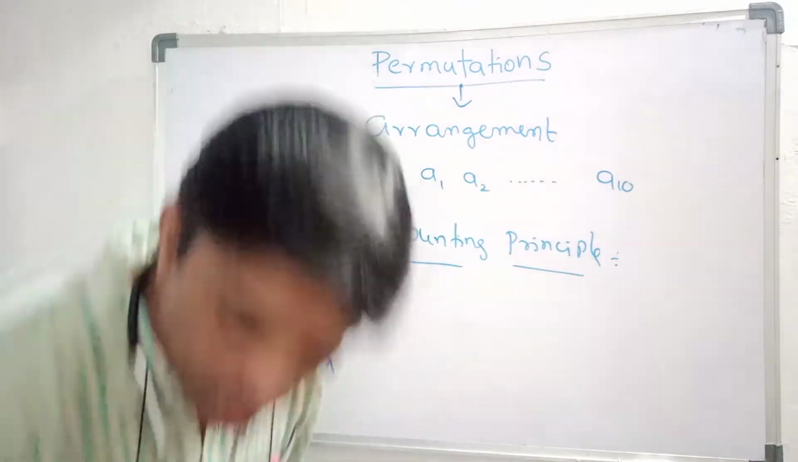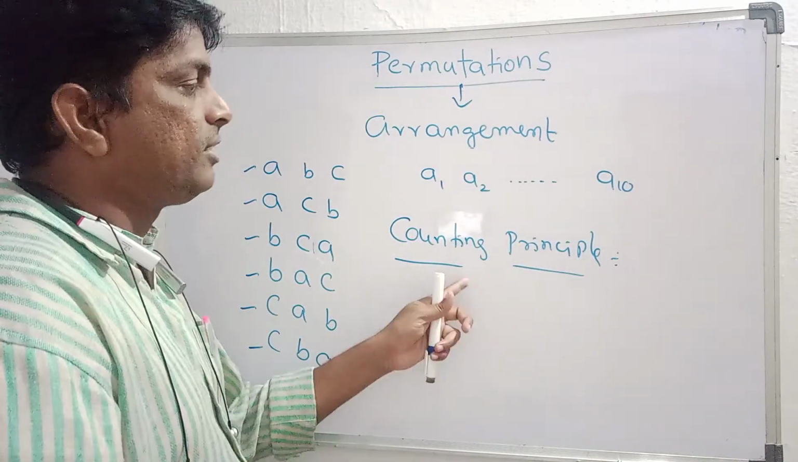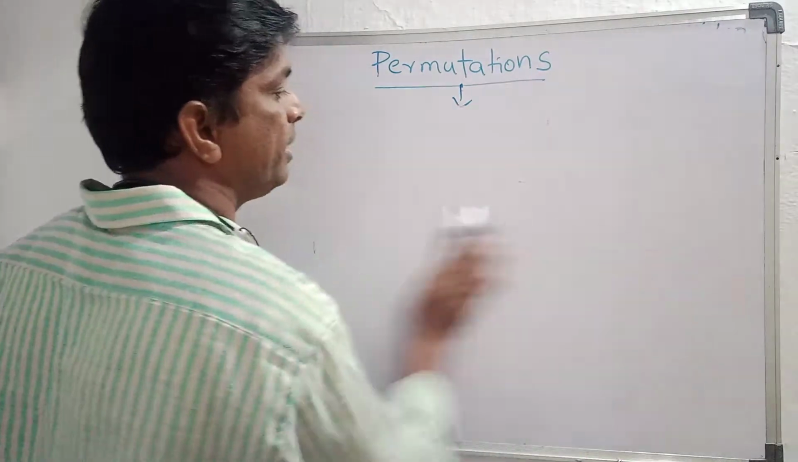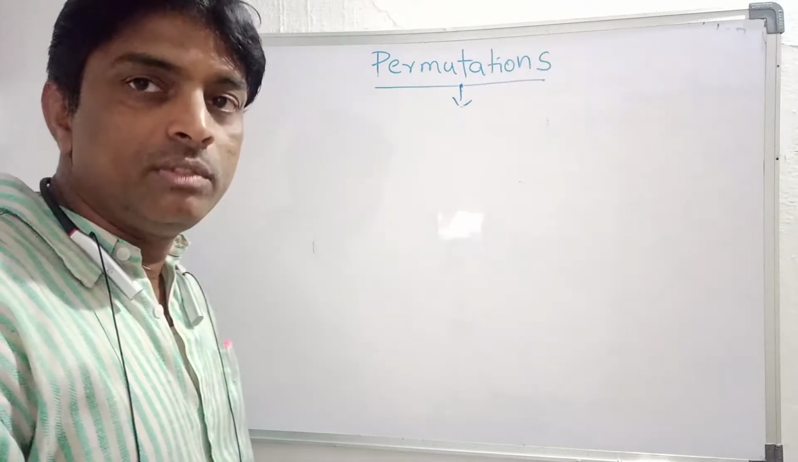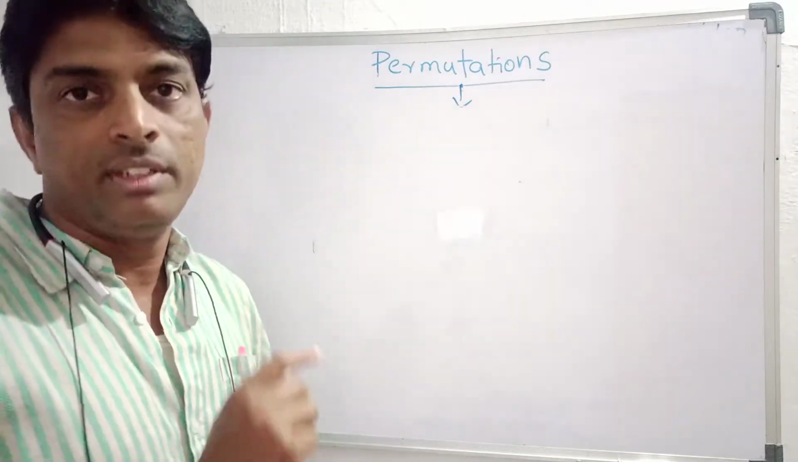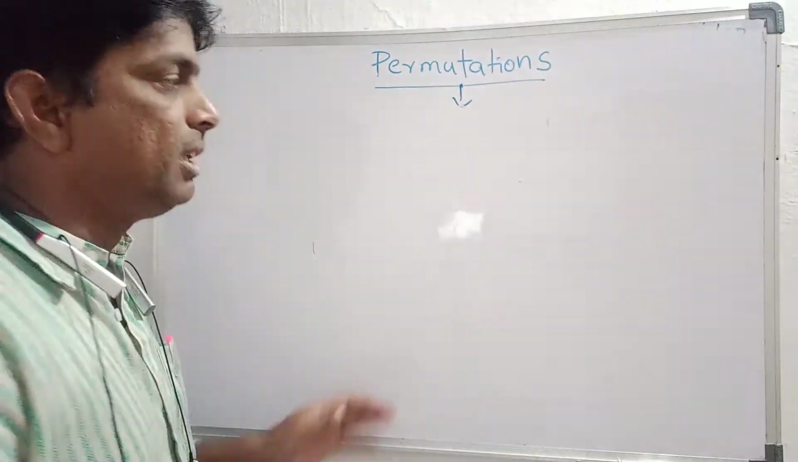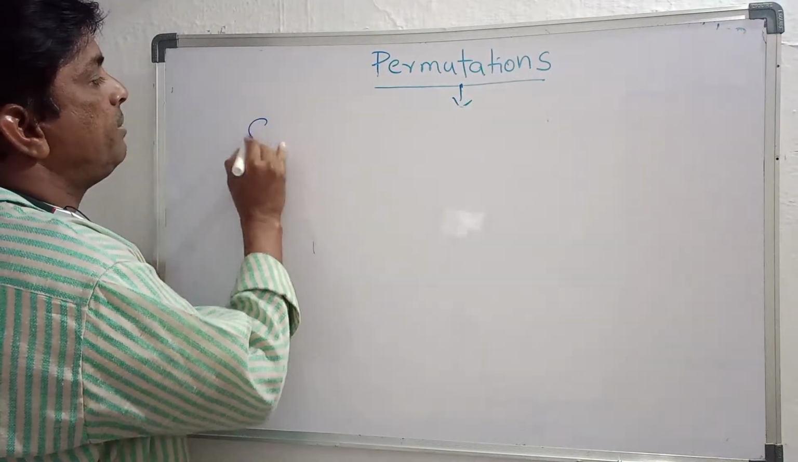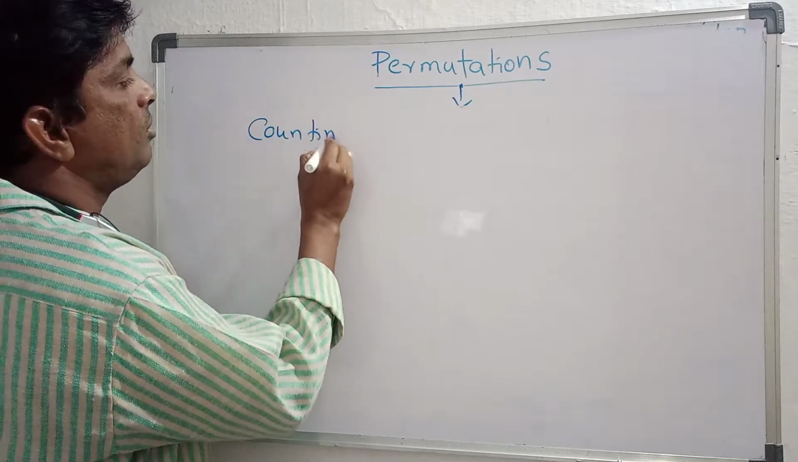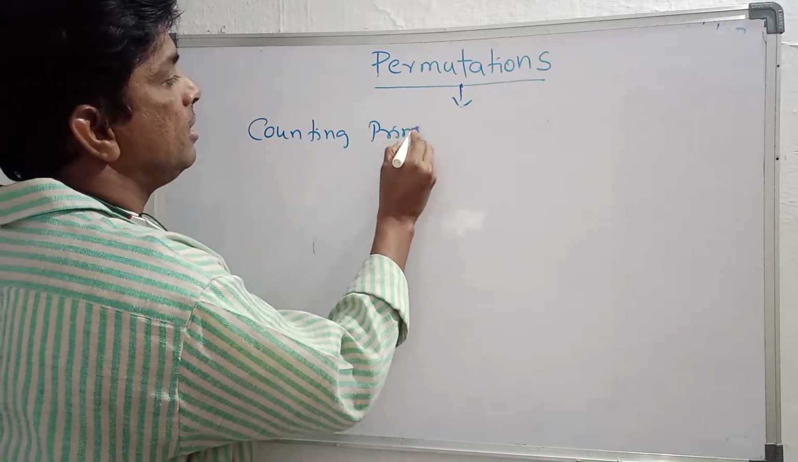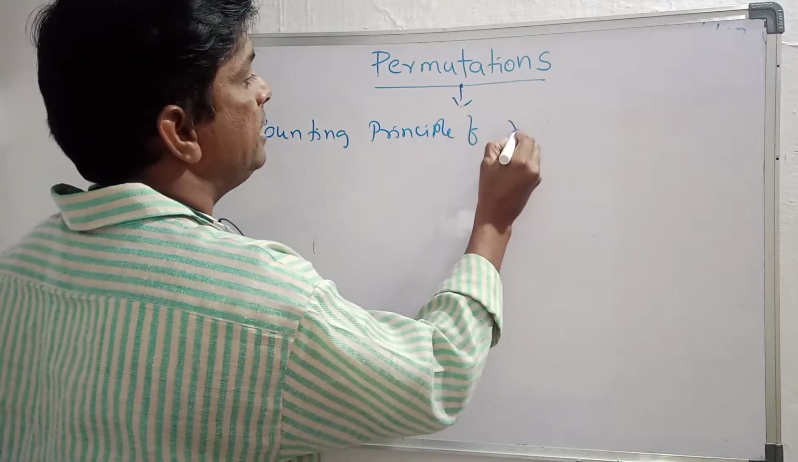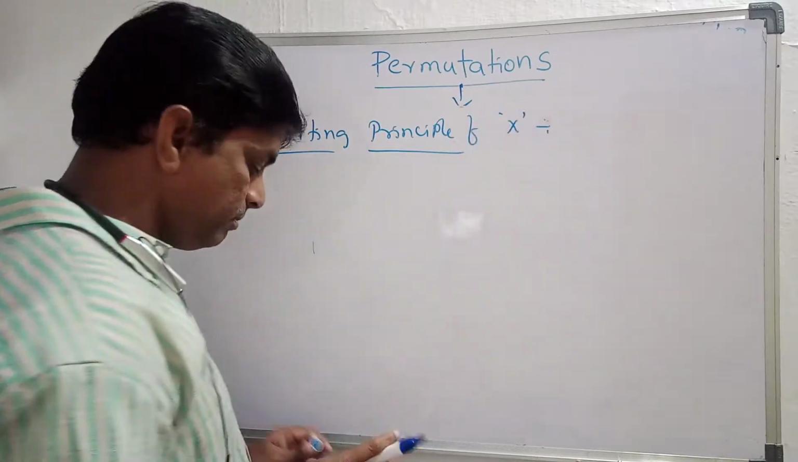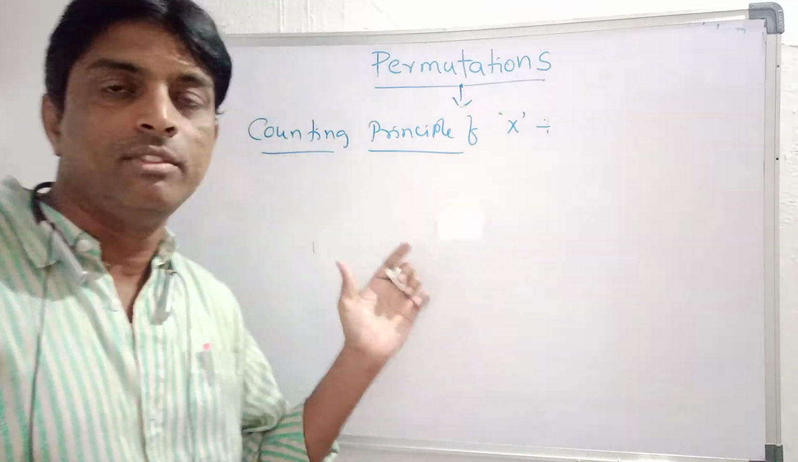Now let's move on to a very important one, the counting principle of multiplication. There are two types of counting principles: the counting principle of addition and the counting principle of multiplication. We will discuss the counting principle of multiplication. Now let's see the meaning of this principle. What is this statement saying?